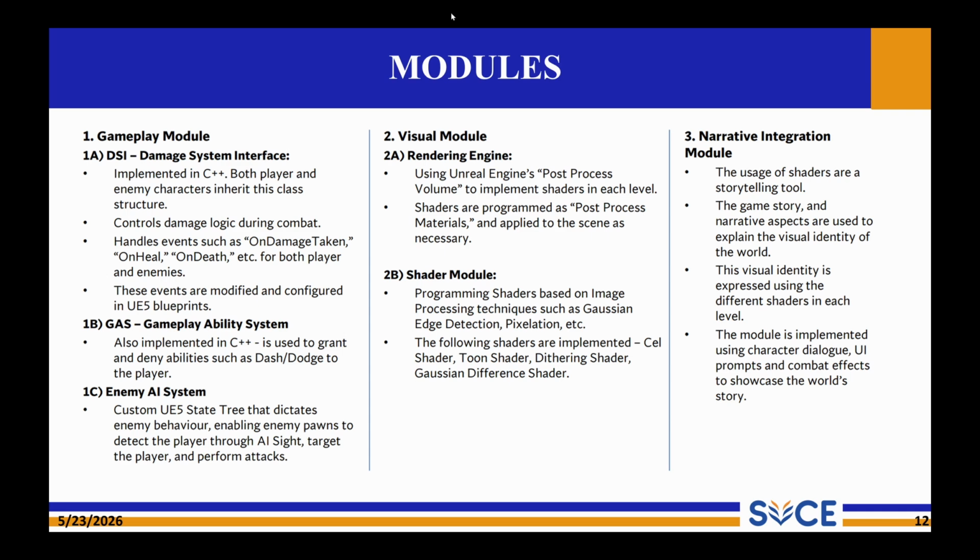Coming to the visual module, again 2 components: the rendering engine, using Unreal Engine's post-process volume to implement shaders in each level. Shaders are programmed as post-process materials and applied to the scene as necessary. Next, the shader module, programming shaders based on image processing techniques such as Gaussian, edge detection, pixelation, etc. The following shaders are implemented: a cell shader, a toon shader, dithering, and a Gaussian difference.